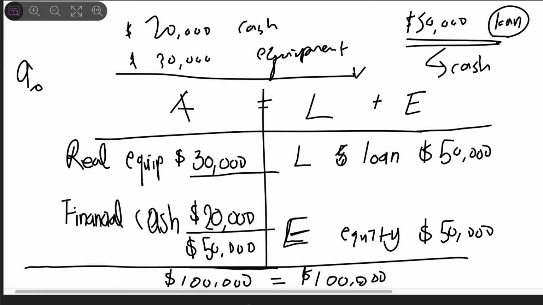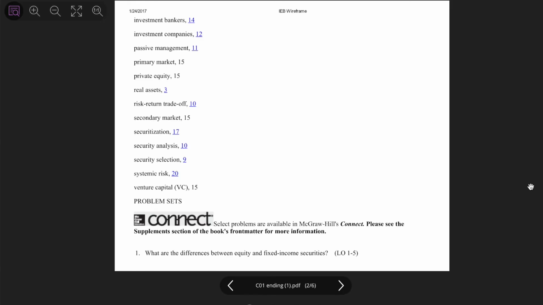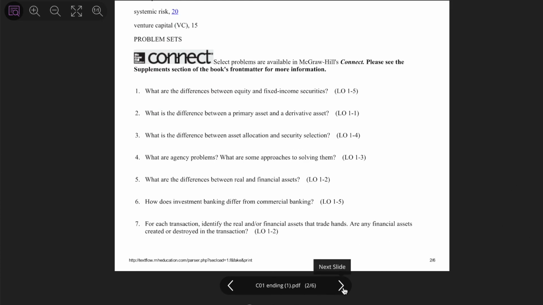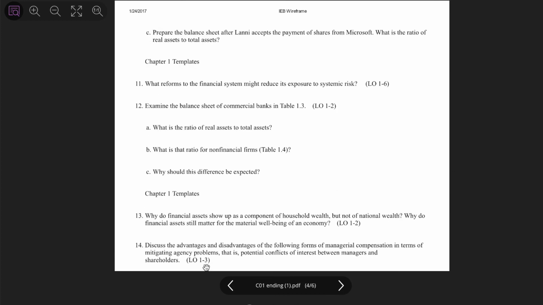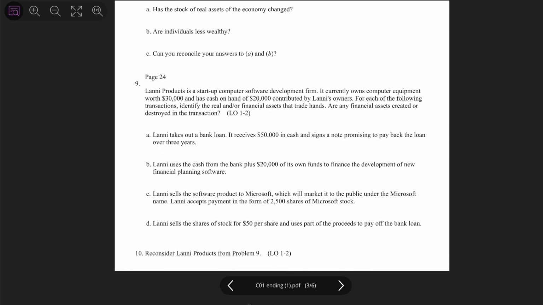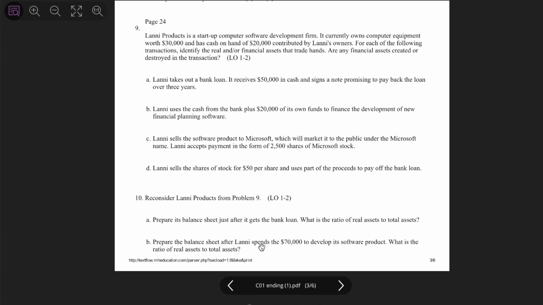So let's move on to part B. Part B question is, prepare the balance sheet after Lenny spends $70,000 to develop its software product. What is the ratio of real assets to total assets? Okay, so we're gonna get that real asset to total asset also.